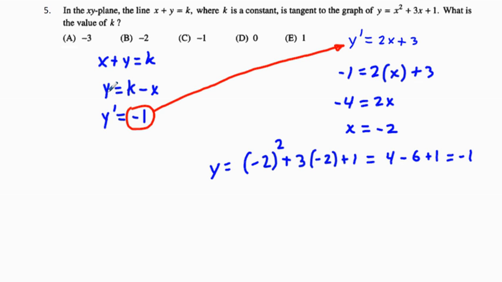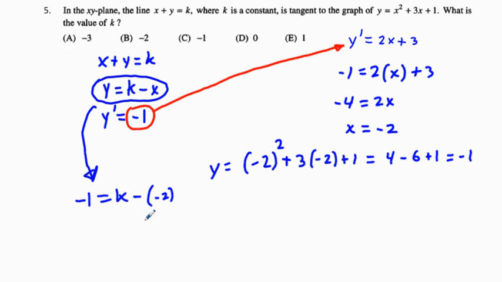So we go to this function here, y equals k minus x, and we're going to say negative 1 is equal to k minus, what was x equal to? x equal to negative 2. So negative 1 equals k plus 2. And if we subtract 2, we're going to get k is equal to negative 3. So yes, there are a few steps to this one, but k equals negative 3 is our correct answer.